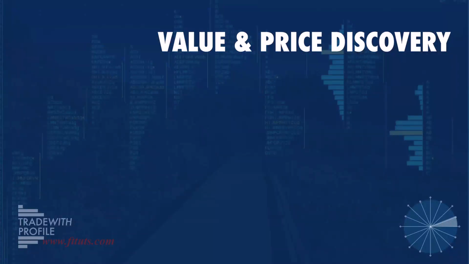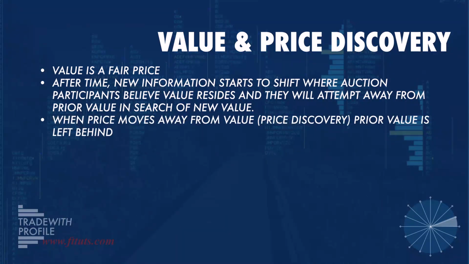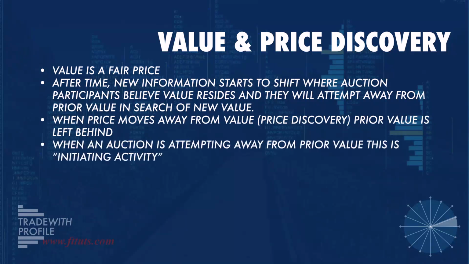What does this mean? So value is a fair price. It's the price that you can get both buyers and sellers to be active at. But over time, new information starts to shift where auction participants believe that value resides, and they will attempt away from prior value in search of new value. And when price moves away from value, we call this price discovery, prior value is left behind. And when an auction is attempting away from prior value, this is what we call initiating activity.